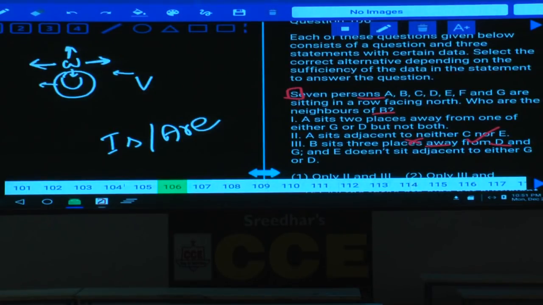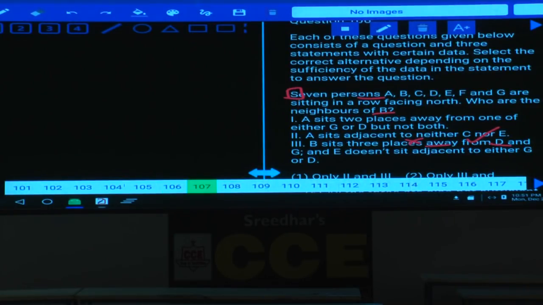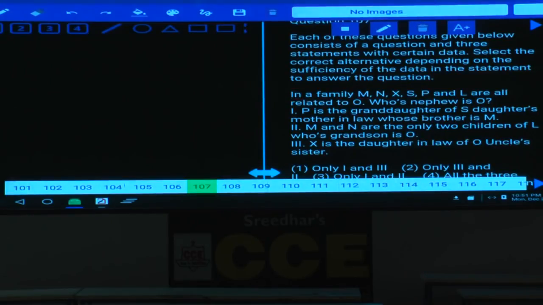Next one. Then question number 107. Yes, tell me, what about this question number 107? In a family, M, N, X, S, P, L are related to O. How many persons are there? 7 persons. Now all these 7 persons are related to O, then whose nephew is O? Now the question is about whose nephew is O. Now tell me what is your answer here? Whose nephew is O?